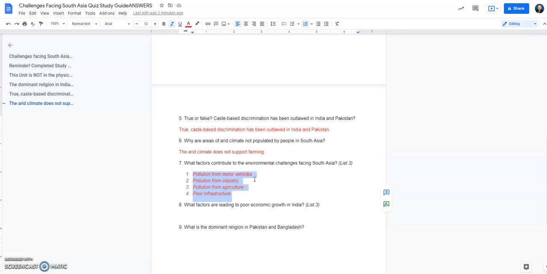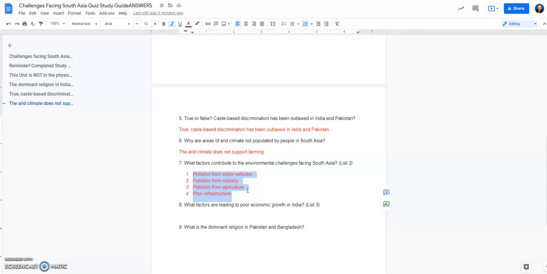And then the last one would be poor infrastructure, right? They don't have good roads. The electricity is not very good. The plumbing is not very good. All these things contribute to things like the sewage getting leaked into the rivers, and there's trash everywhere because they don't have trash pickup. A lot of stuff like that leads to some environmental challenges, right? Kind of leads to pollution. And so there's a lot of environmental challenges in South Asia, and there are the 4 biggest ones. I know it says list 3, but there's 4.